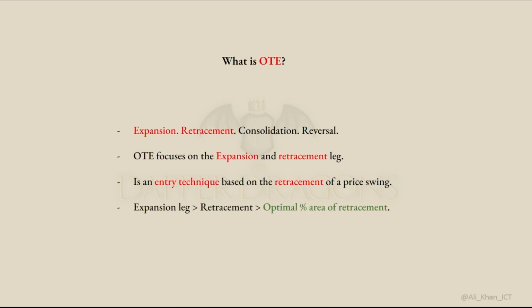Once we see an expansion leg, we're waiting for a retracement, and how far that retracement goes is the optimal percentage area of where we look for trades. So what are the optimal trade entry levels? 62%, 70.5% and 79%. So let's put this into a more visual format.